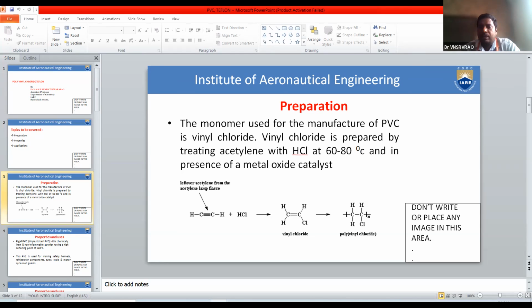Now let us see the preparation. Already discussed, PVC is prepared by addition polymerization of the monomer vinyl chloride. Vinyl chloride is not a direct monomer; it is prepared by the reaction between acetylene, that is CH triple bond CH, and hydrochloric acid at a temperature of 60 to 80 degrees centigrade, in the presence of a metal oxide used as a catalyst. So this is about the preparation.